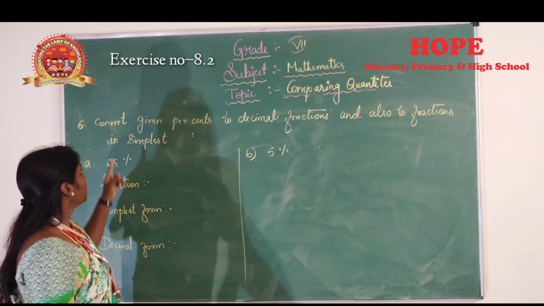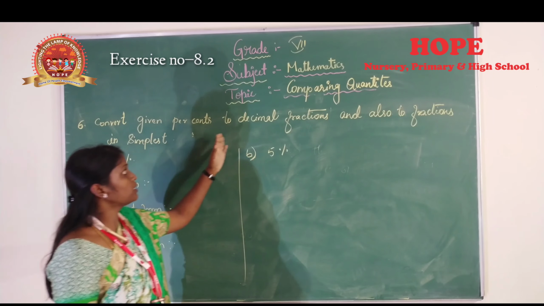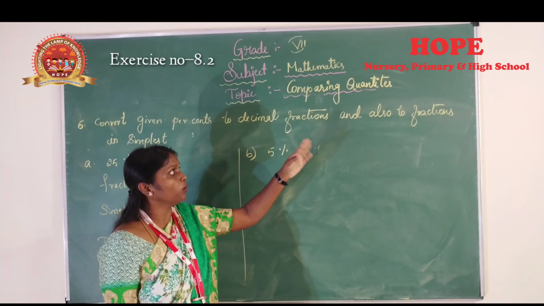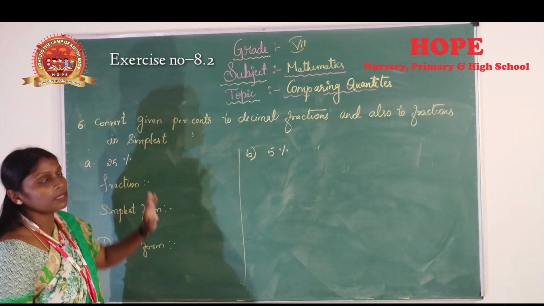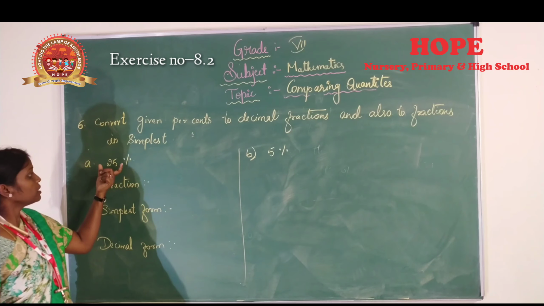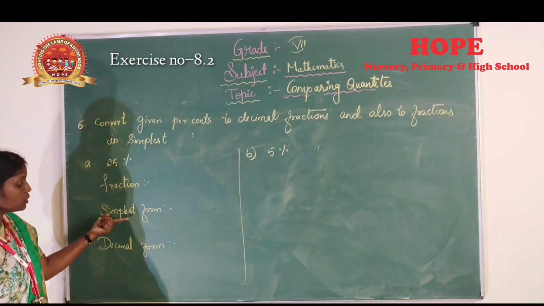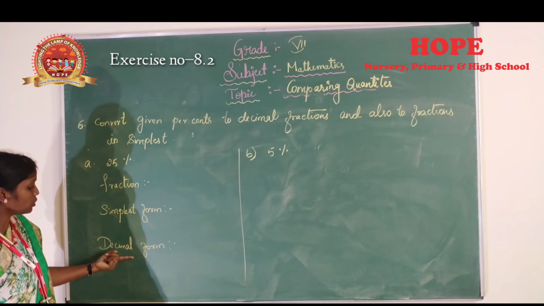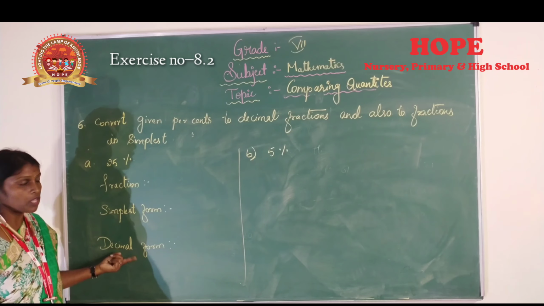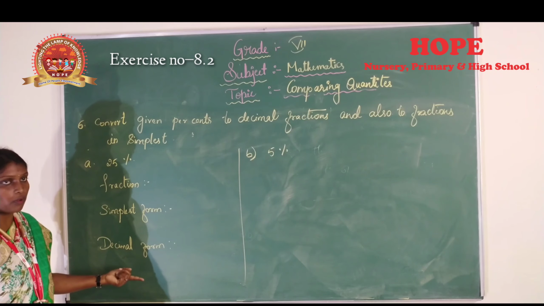Okay. The sixth one is: convert the given percents to decimal fractions and also to fractions in simplest form. The percent which they have given, we have to convert to a fraction, then to the simplest form, and then write that in decimal form. These three steps we are supposed to follow here.